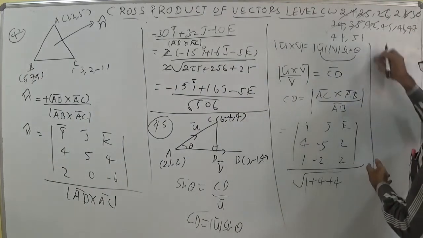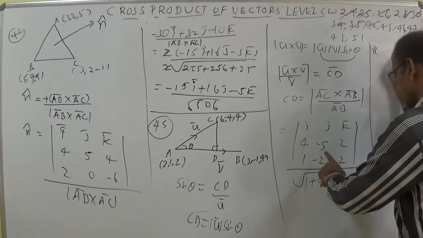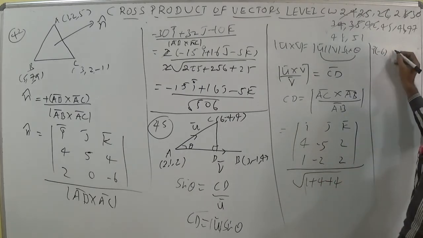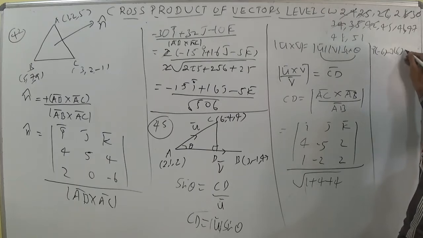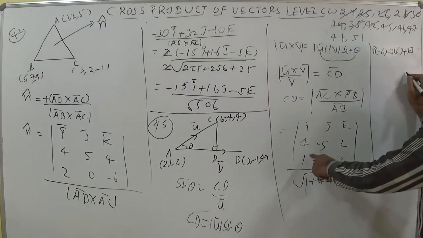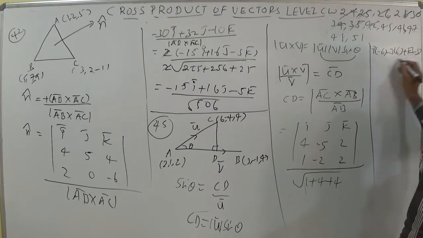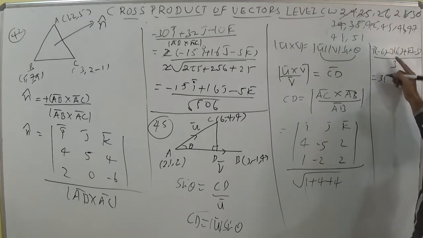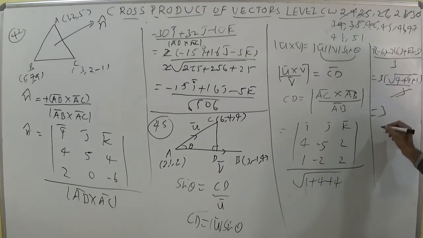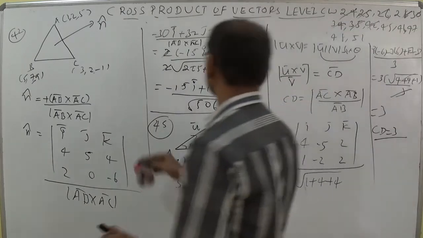Regarding calculation of the determinant: i bar into minus 10 plus 4, minus 6, it's okay. Minus j into 8 minus 2, this is 6, plus k into minus 8 plus 3, this is minus 3, whole by 3. You can take common 3, and it becomes 2, 2, 1. Take the magnitude, 4 plus 1 plus 4, and the 3 gets cancelled. Therefore the perpendicular distance CD is equal to 3 units.